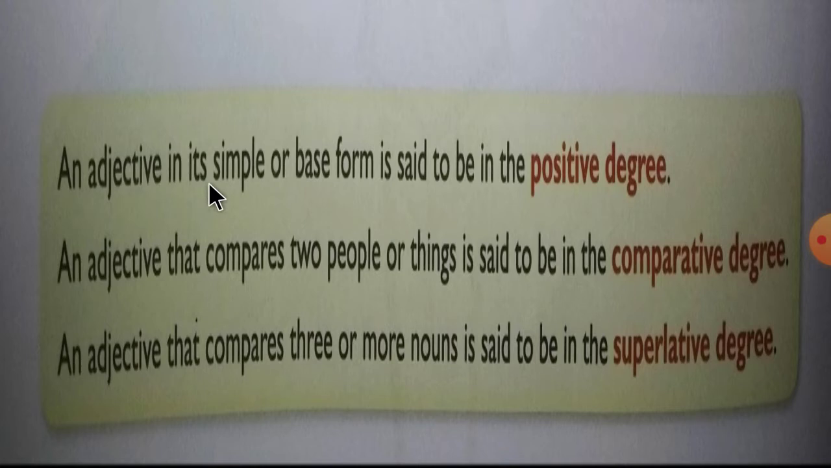An adjective in its simple or base form is said to be in the positive degree. An adjective that compares two people or things is said to be in the comparative degree. An adjective that compares three or more nouns is said to be in the superlative degree.